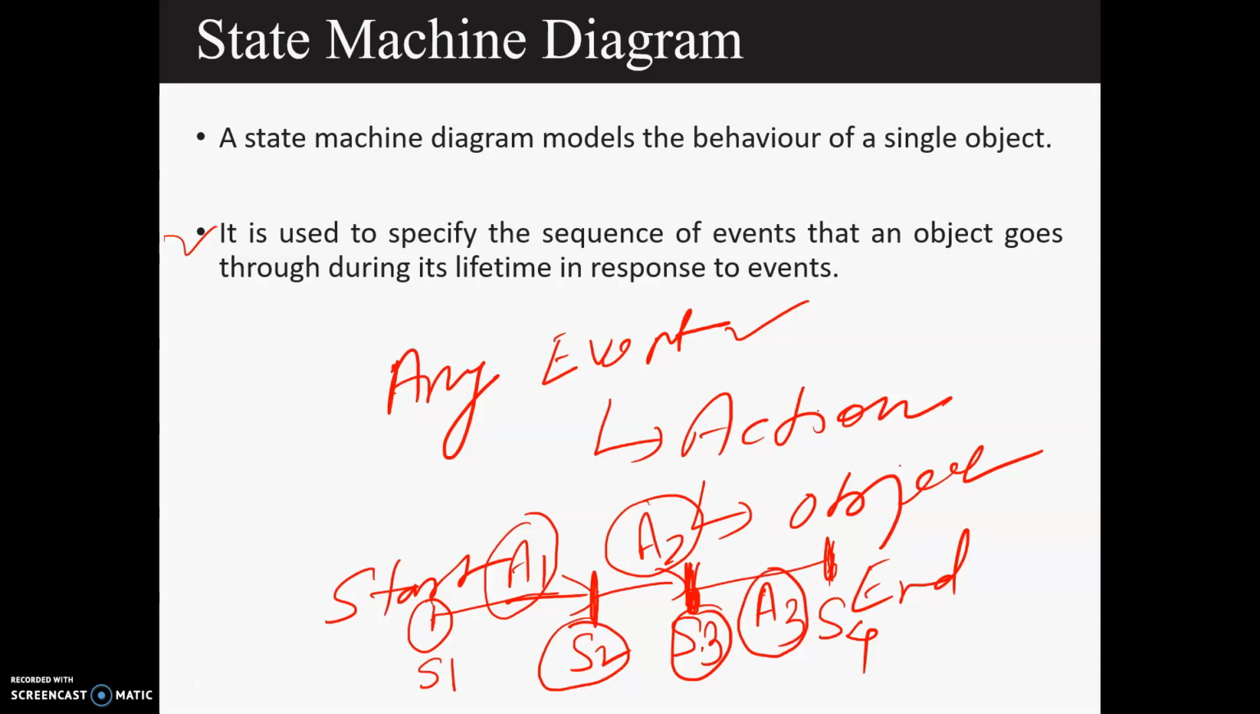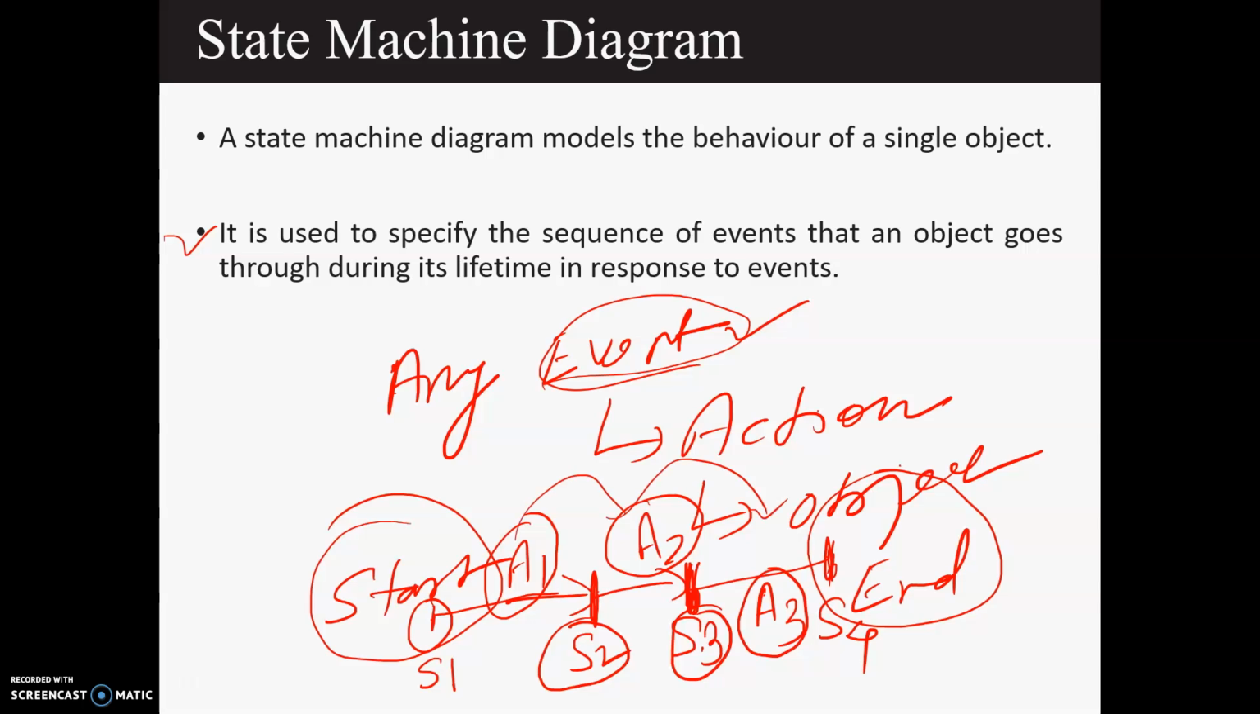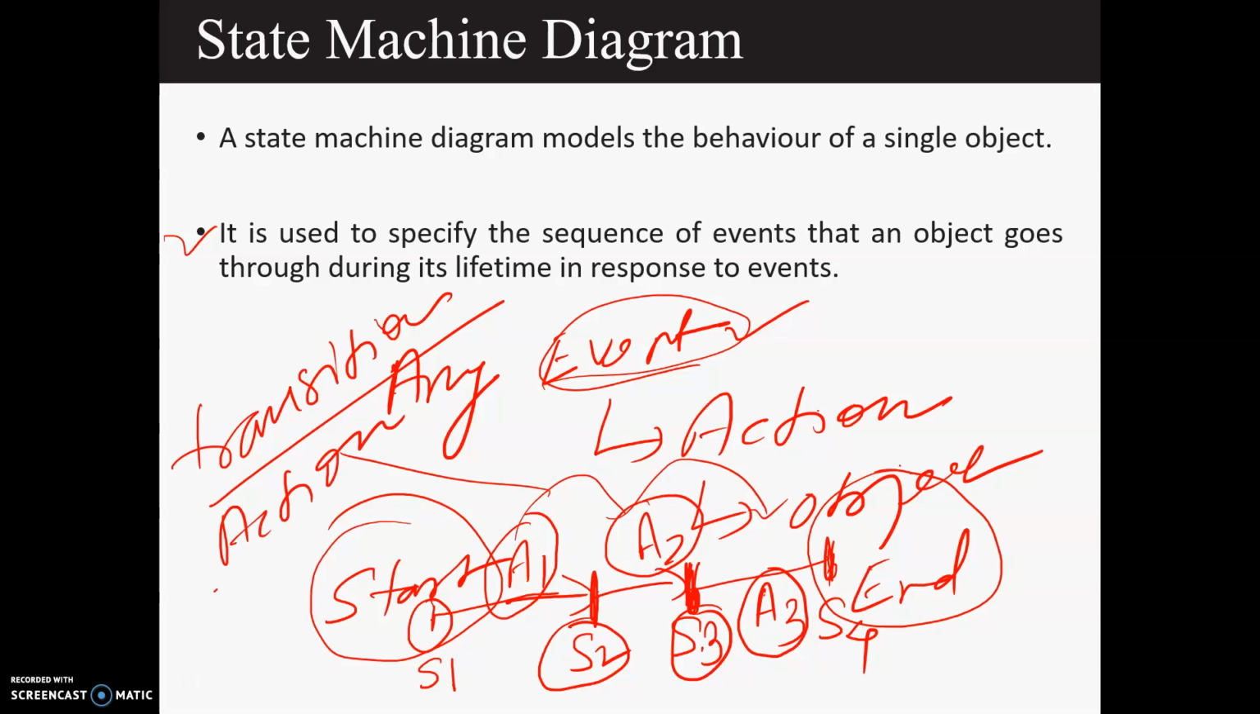So likewise, whenever we are performing any event, event means you start at some state and then you want to reach the end state, and in between you are performing a series of actions, and these series of actions are known as transitions or actions. By performing the transition or the action, you are moving from one state to another state, and that is why this point is given. It is used to specify the sequence of events.